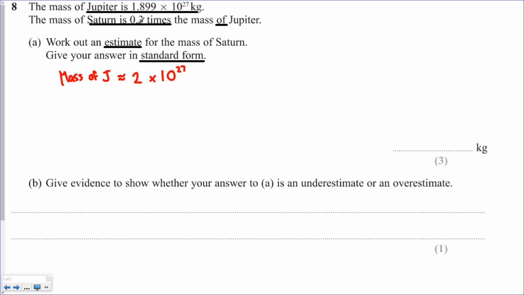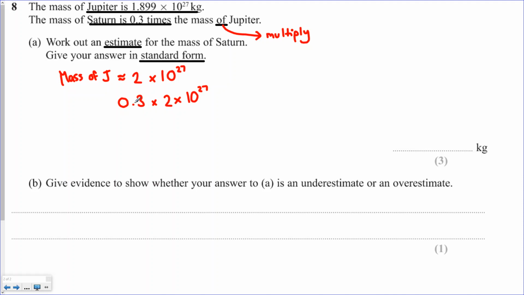The next part of the question, 0.3 times the mass of Jupiter. So Saturn is 0.3 times the mass of Jupiter. Of in maths means multiply. So if I multiply the mass of Jupiter by 0.3, so 0.3 times 2 times 10 to the power of 27. Now I'm going to multiply 0.3 with 2.